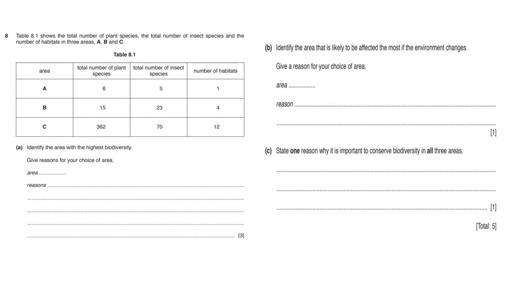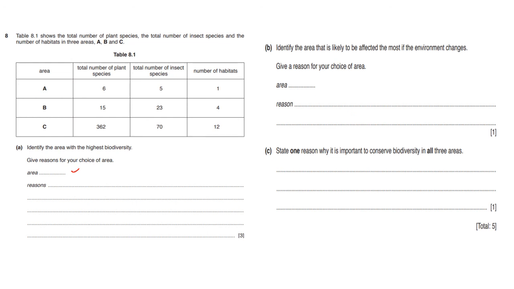And clearly, it's very evident here that you can see from C that you have the highest biodiversity, because C has the highest number of plant species, the highest number of habitats, and the highest number of insect species. So that would be C. And over here they say give reasons, and obviously you get 1 mark for the area and 2 marks for reasons. So a reason would be the highest number of plant species and insect species, and you also need to mention the highest number of habitats. Please don't exclude habitats when you're discussing biodiversity.